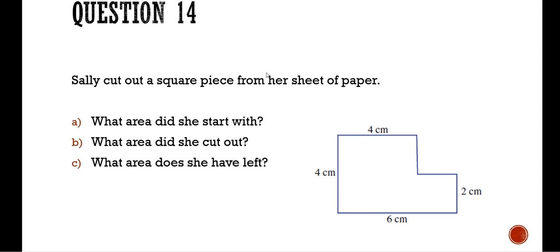Okay. Question 14. Sally cut out a square piece from her sheet of paper. Okay, so there's the sheet of paper, and you can see there's been a square piece cut out of it. What area did she start with? What area did she cut out? And what area does she have left? So we can see this is a sort of like a composite shape. So have a go first.